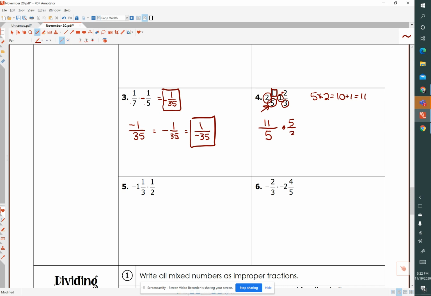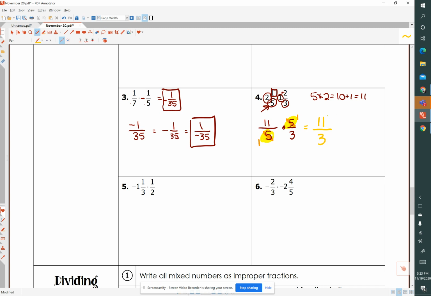11/5 times 5 divided by 3. Now, we can do some cross-canceling here. Let's use the highlighter today. We've got this 5 in the denominator and 5 in the numerator. So 5 divided by 5 is 1, and 5 divided by 5 is 1. And now we multiply straight across. 11 times 1 is 11, and 1 times 3 is 3.